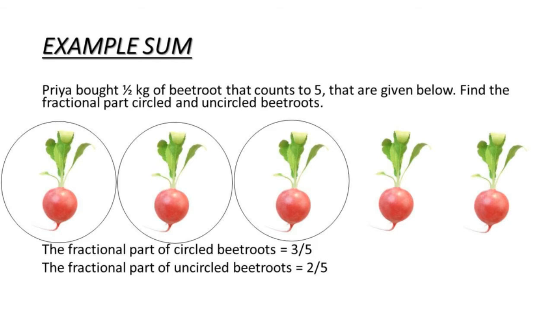Then the fractional part of uncircled beetroot. Out of 5 beetroots, 2 beetroots are uncircled. So the fraction is 2 by 5.